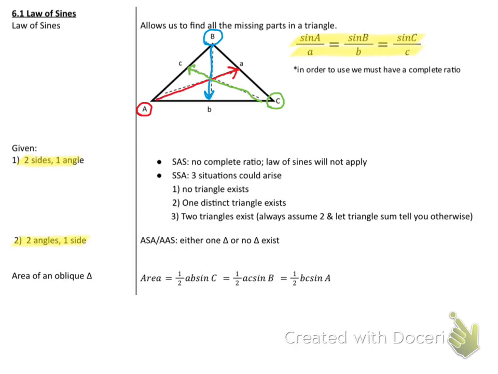Then we've got the area of an oblique triangle. Remember, oblique triangle means we don't necessarily have a 90-degree angle. So we can't do half base times height, because we don't know what the height is. Height comes from the 90-degree angle, or where a perpendicular side comes down from a corner and creates a 90-degree angle. So we're going to talk about the area of an oblique triangle also.